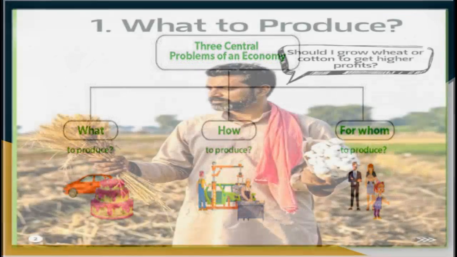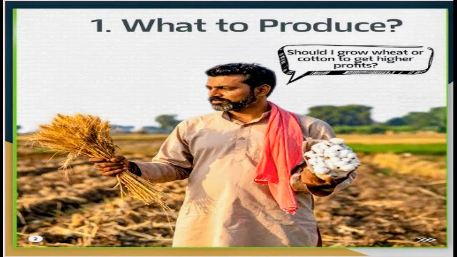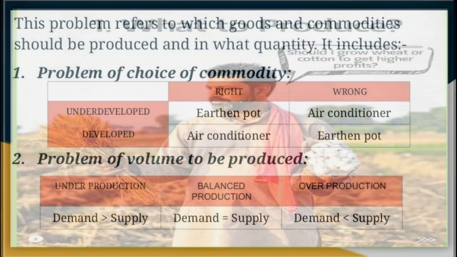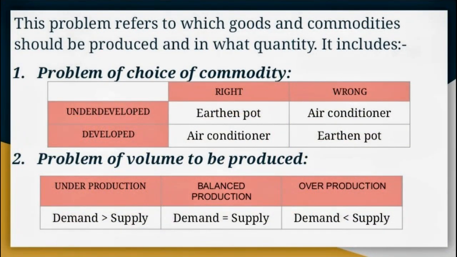Here you can see that the farmer is trying to decide which commodity he should grow on his given area of land, that is what to produce. What to produce problem mainly refers to which goods and commodities should be produced and in what quantity. It includes two main decisions, that is problem of choice of commodity and problem of volume to be produced.